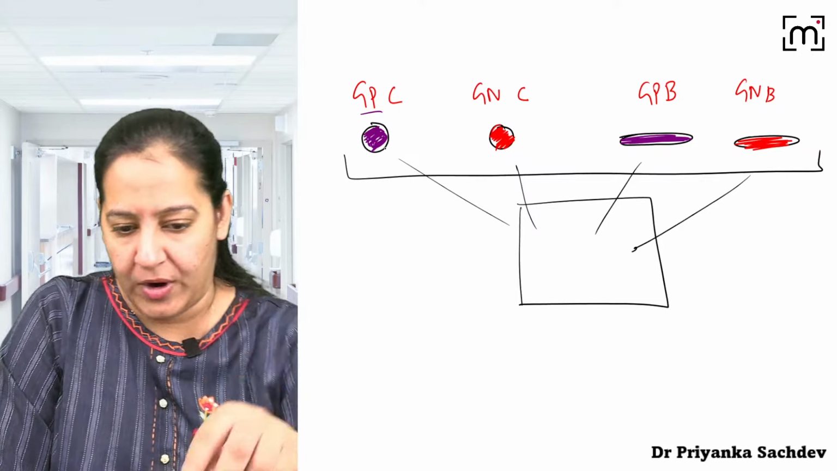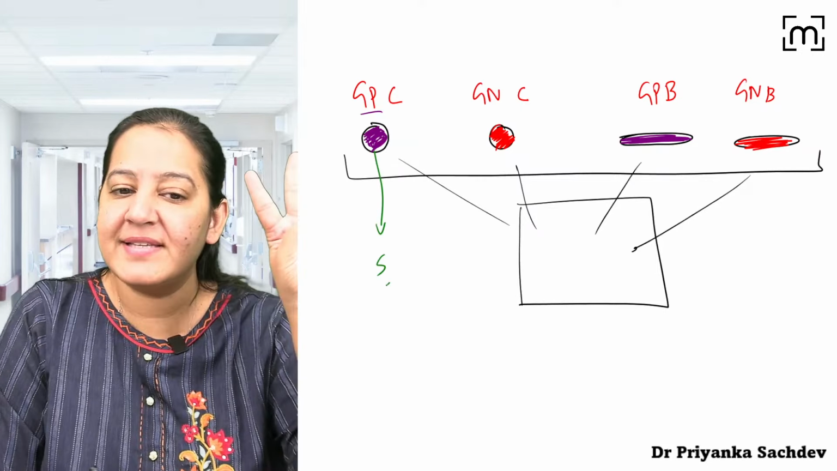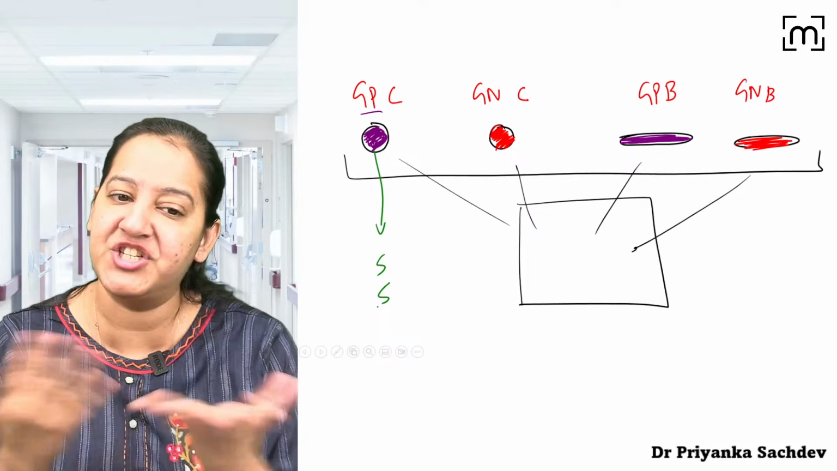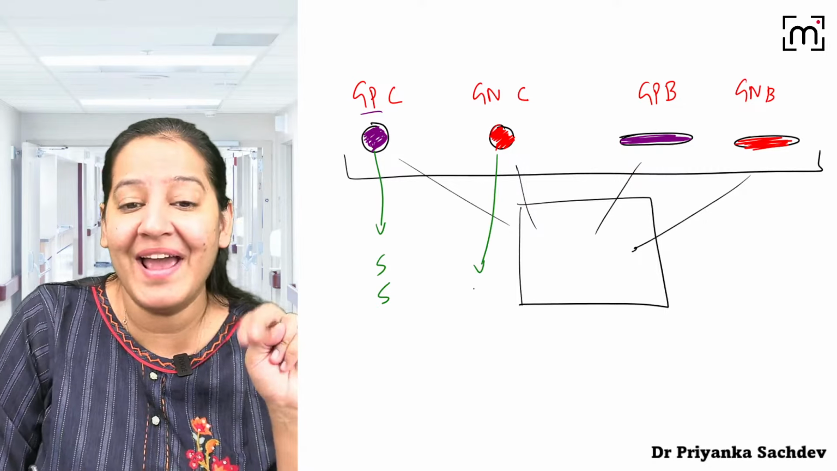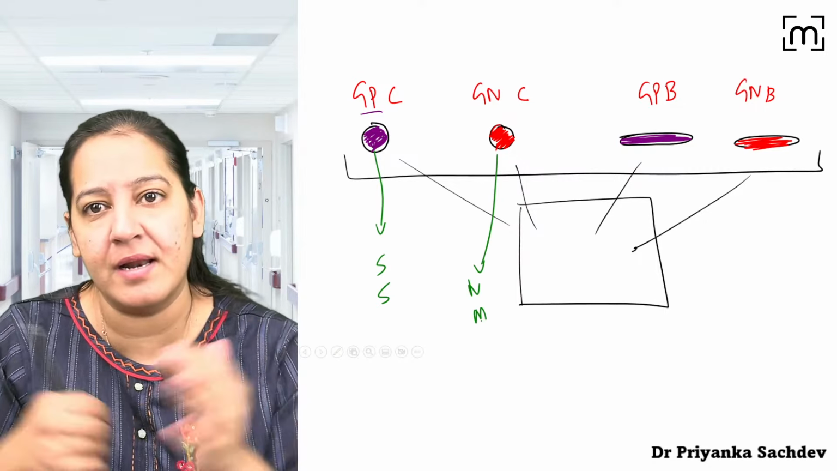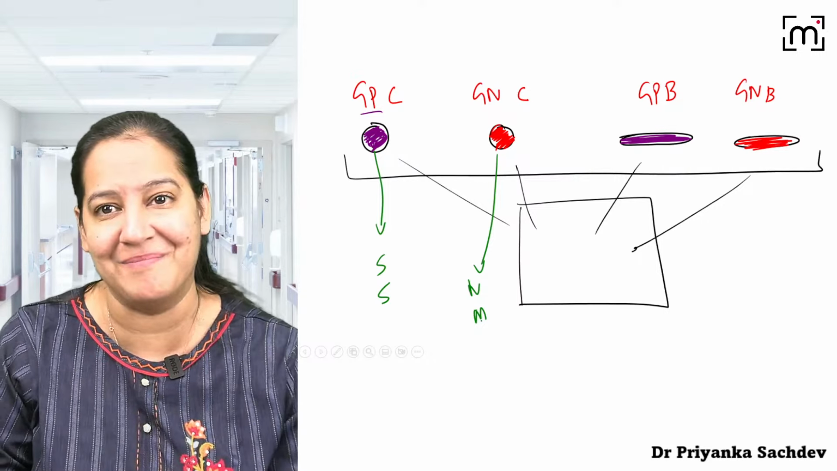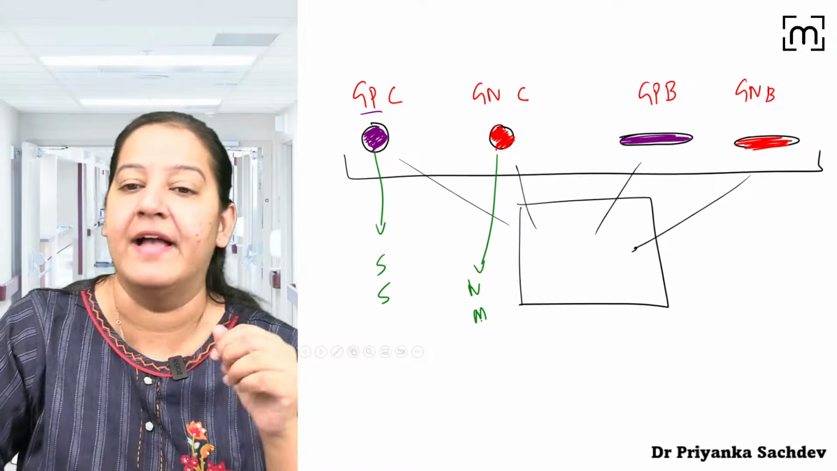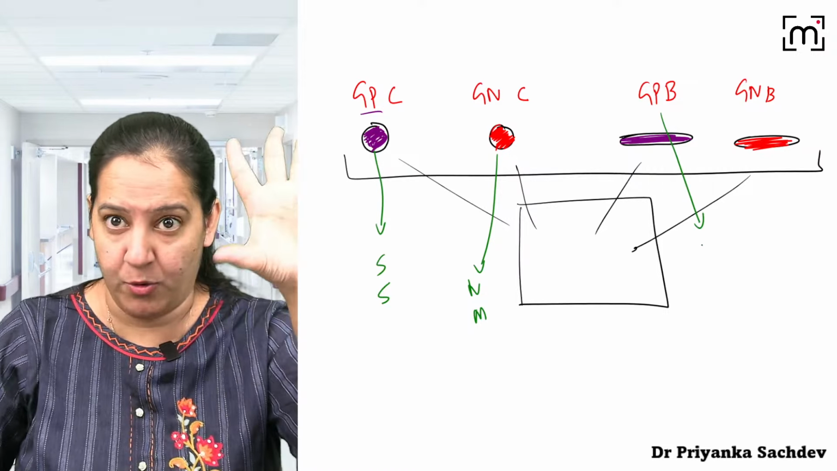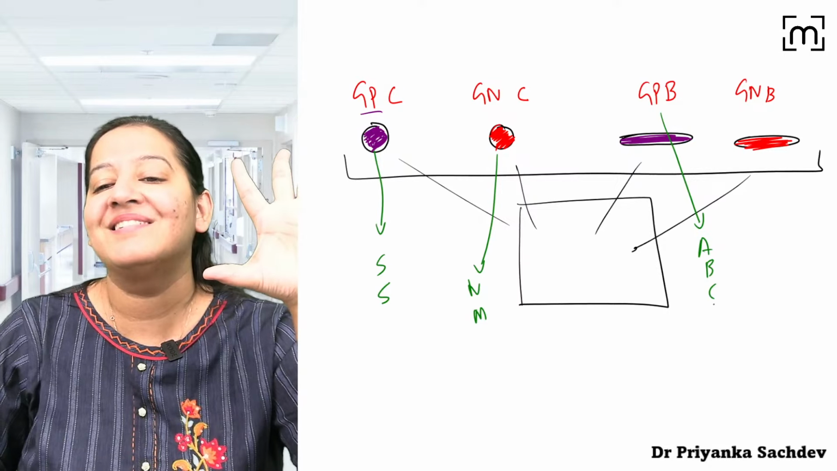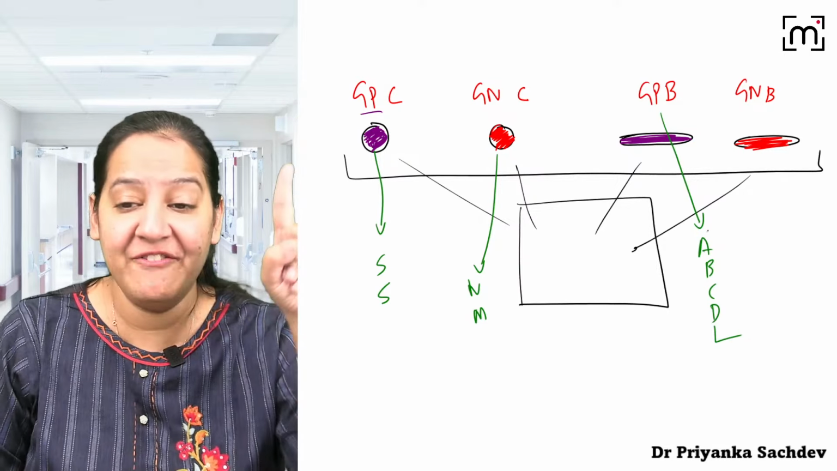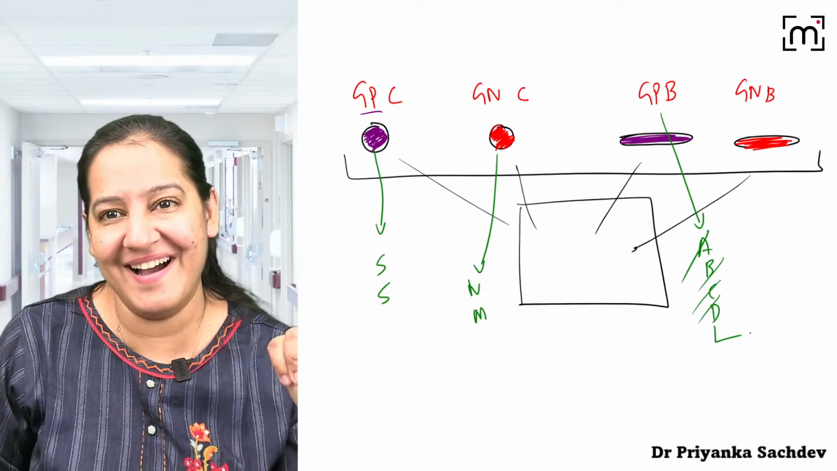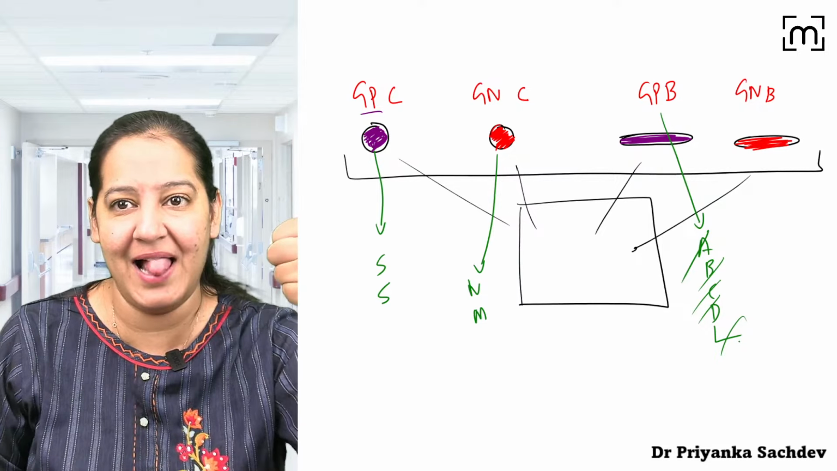Now the second thing, how many bacteria are there in each category? So gram positive cocci, only two: Staphylococcus, Streptococcus, that's it. GPC, only two. Gram negative cocci, again only two: Neisseria, Moraxella, that's it. SS and NM: Staphylococcus, Streptococcus, Neisseria, Moraxella. Okay. Gram positive bacilli, 5 in number: 1, 2, 3, 4, 5. A, B, C, D, L. A for Actinomyces, B for Bacillus, C for Clostridium, D for Diphtheria, L for Listeria.